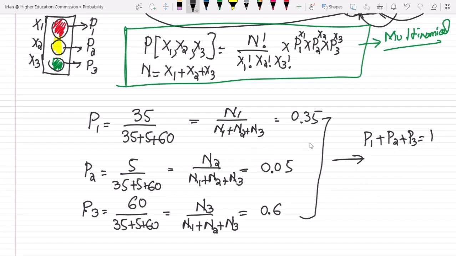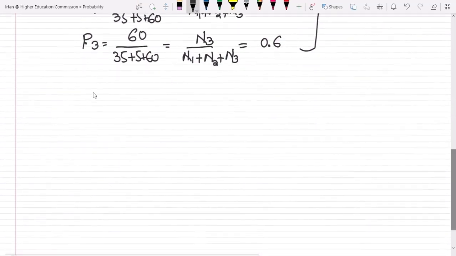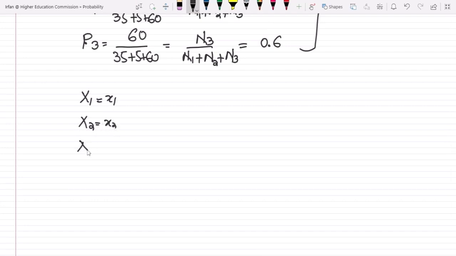Okay, now taking these values and putting them in this formula, because this is the multinomial probability and we don't know the number of times that green lights up, the yellow lights up and red lights up. So taking them generally, let me take the number of times the green one lights up equal to x1, small x1. For x2, this is small x2, and for x3, this is small x3. Okay, so we have to find the probability of x1, x2, x3.